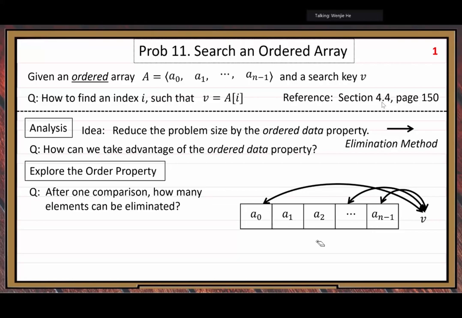Because, choice A, choice B. Choice A results in more element elimination. Choice B results in fewer element elimination. So then we can say choice A is better, because with more elimination we can reduce the problem size more, right? So that's our criteria. That's the criteria we want to use to make our decision.